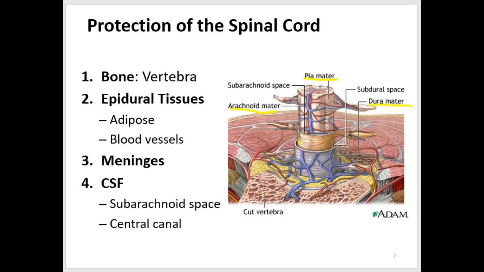So the subarachnoid space is in between, oops, that's not accurate. I have to erase that. The subarachnoid space is between the pia mater and the arachnoid mater right there. There's also cerebral spinal fluid in the center, in a canal, a hole inside the spinal cord, and that's nice for diffusion, to have something on the inside diffusing out while there's substances from the outside diffusing in. So no substance has to go all the way across the spinal cord.